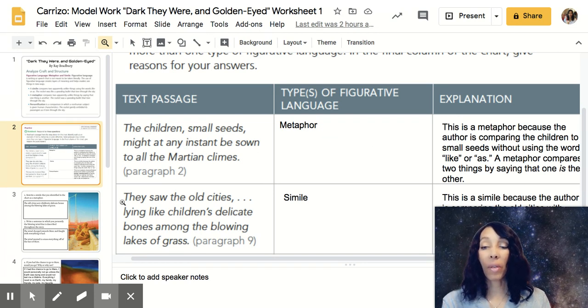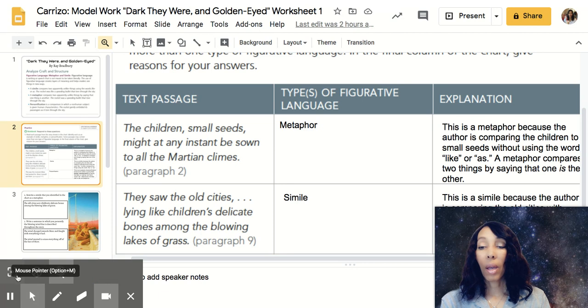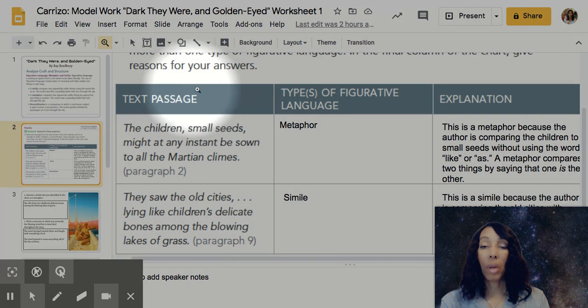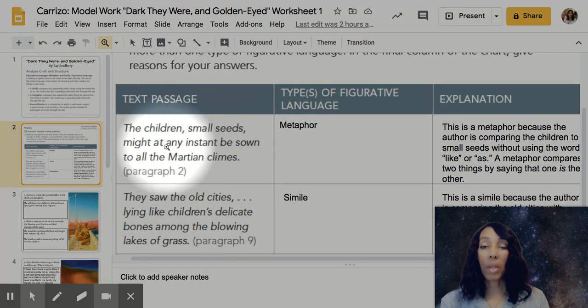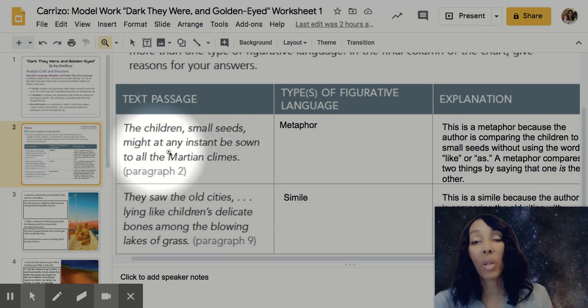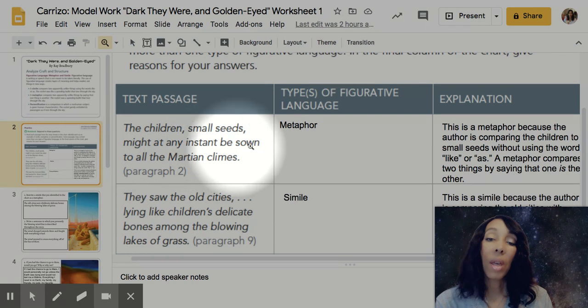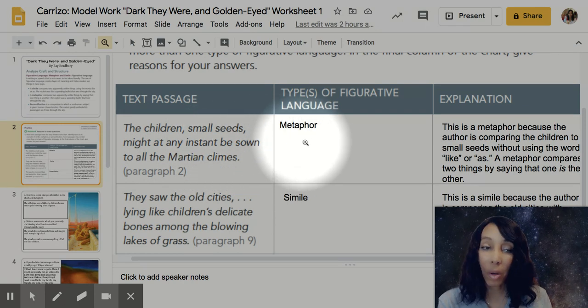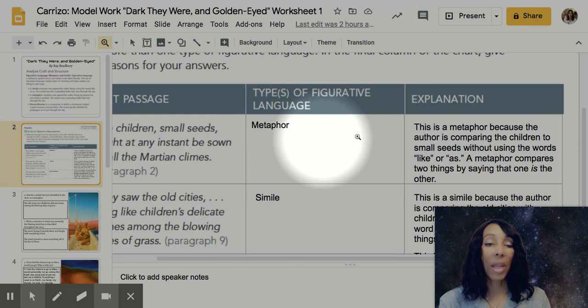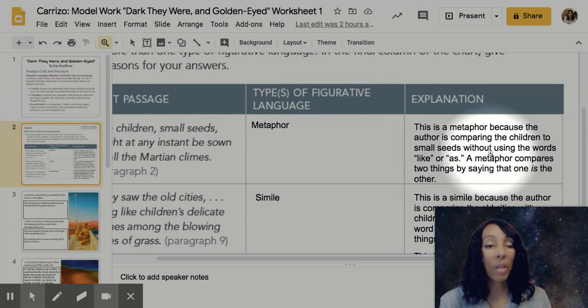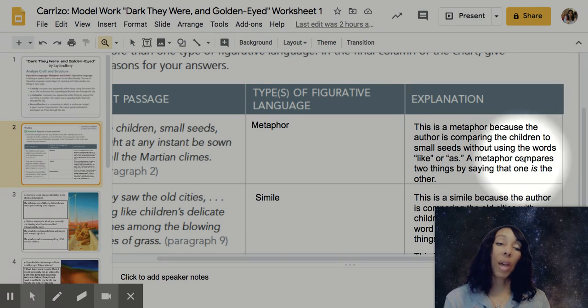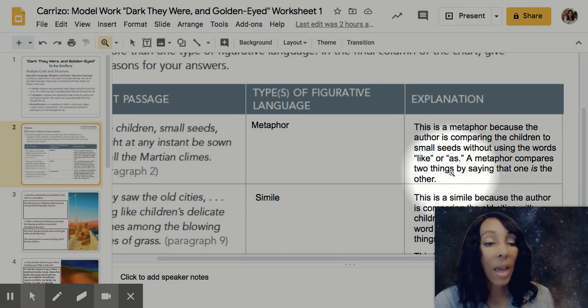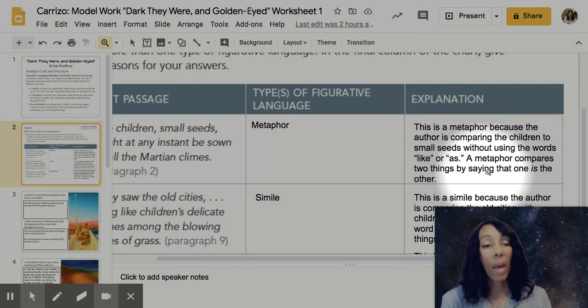So if we look at the first example, I'm going to show you this one. The children's small seeds might, at any instant, be sown to all the Martian climes. This is an example of a metaphor, and this is my explanation. This is a metaphor because the author is comparing the children to small seeds without using the words like or as. A metaphor compares two things by saying that one is the other.